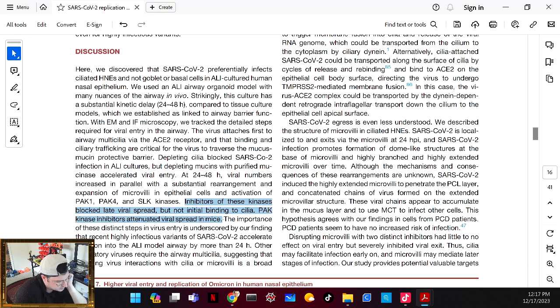And here we go. That's what I was looking for. So using the PAK1, PAK4 inhibitors in the mice attenuated the viral spread in mice, blocking the late phase viral spread, but not the initial binding to the cilia. I guess the way to say it is it's not going to do anything for the initial part of the infection, but what it'll do is prevent it from continuing on. So that's really nice and interesting.